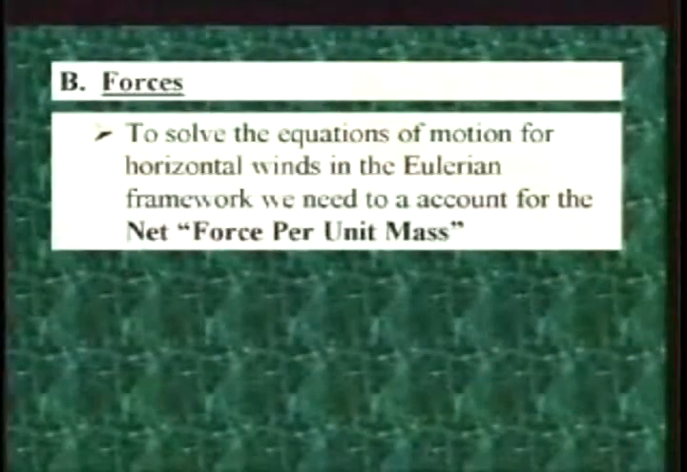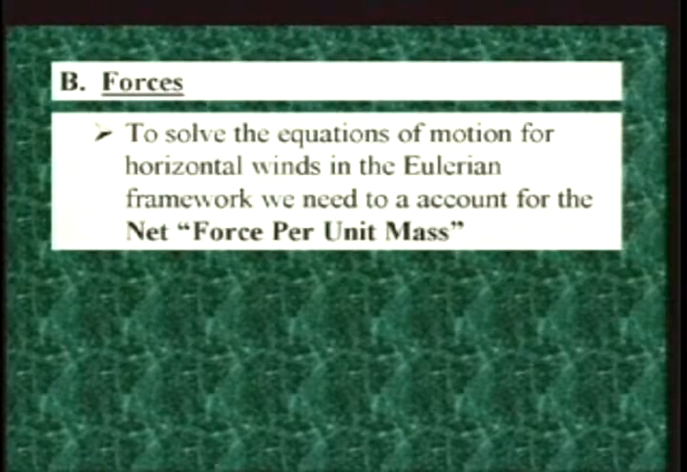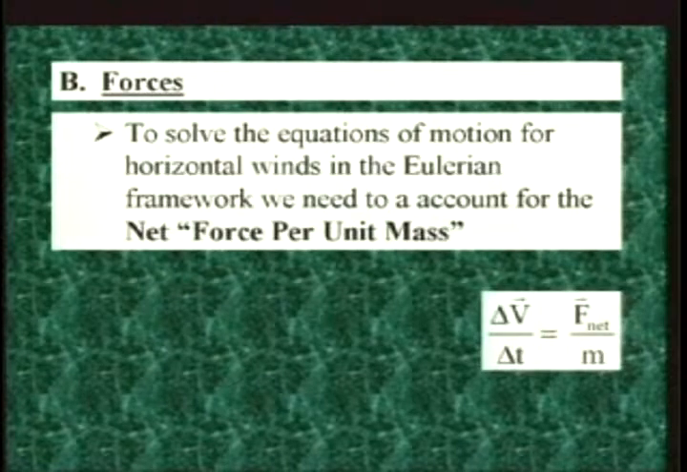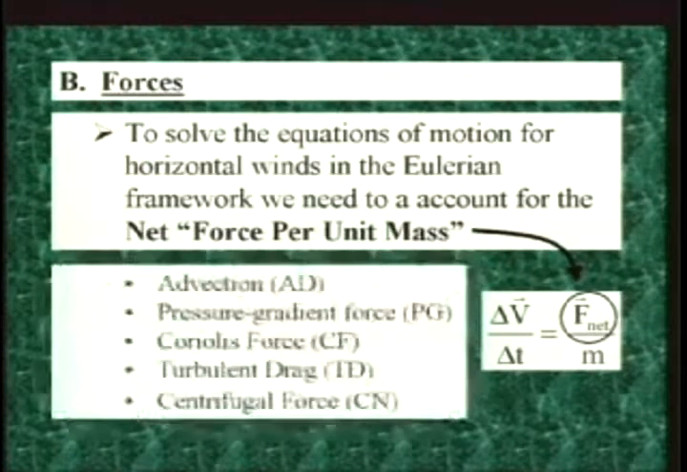To solve the equations of motion for horizontal winds in the Eulerian framework, we need to take into account the net force per unit mass. So this is the net of forces that we're talking about. Remember in this equation here, this F sub net that we were throwing in there. Well, there's a lot going on in this equation itself, but just wait till you see what's going on right here. So what is this net force that we're referring to?